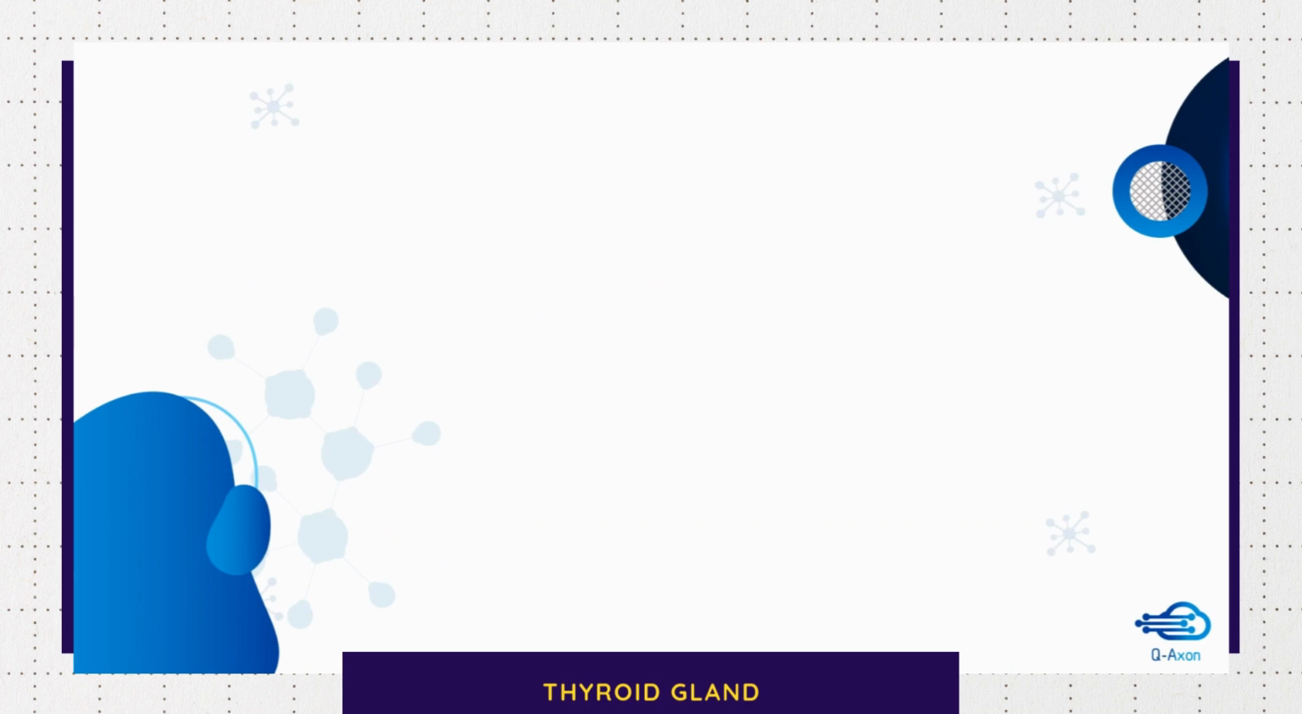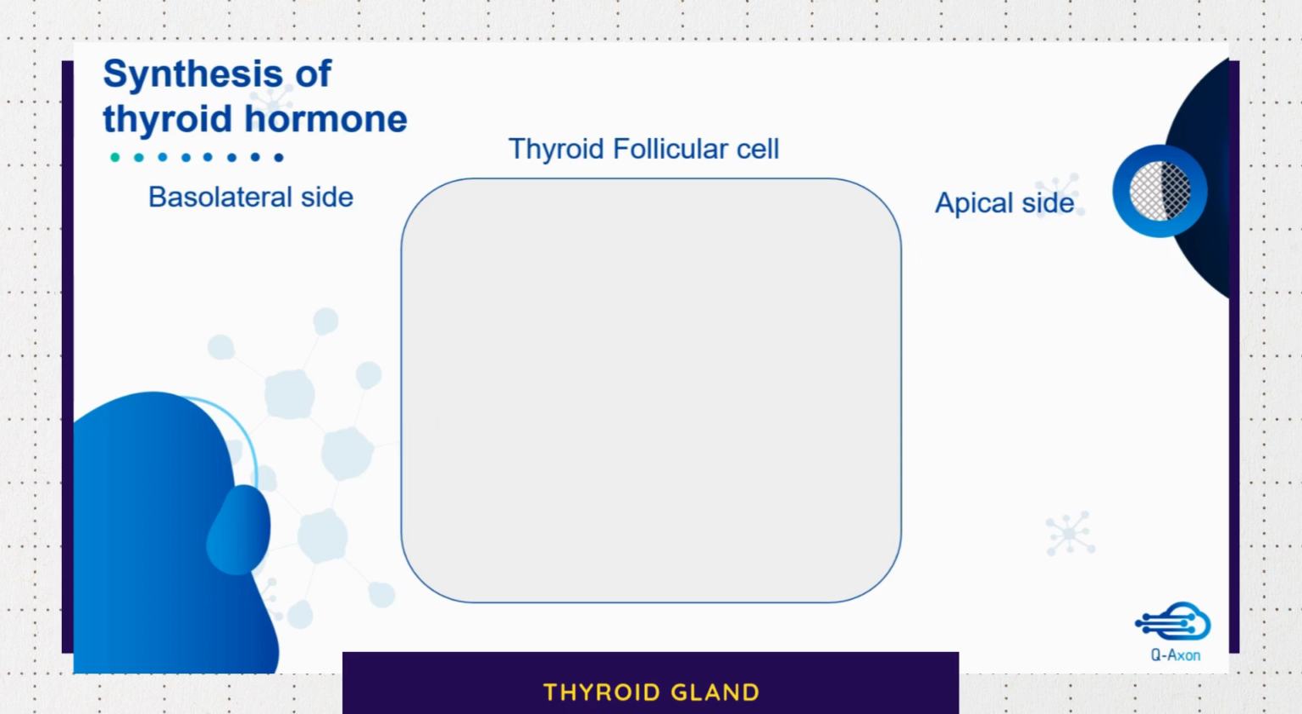Now let me explain the steps involved in the synthesis of thyroid hormone. We have the thyroid follicular cell, which has a basolateral side and an apical side. Inside the thyroid follicular cell, we have the thyroglobulin, which is formed from tyrosine in the rough endoplasmic reticulum. Along the basolateral side, we have the sodium iodide symporter, otherwise called the sodium iodide cotransporter. This helps in iodide trapping. Iodide trapping is the process by which iodide is pumped into the thyroid follicular cells.